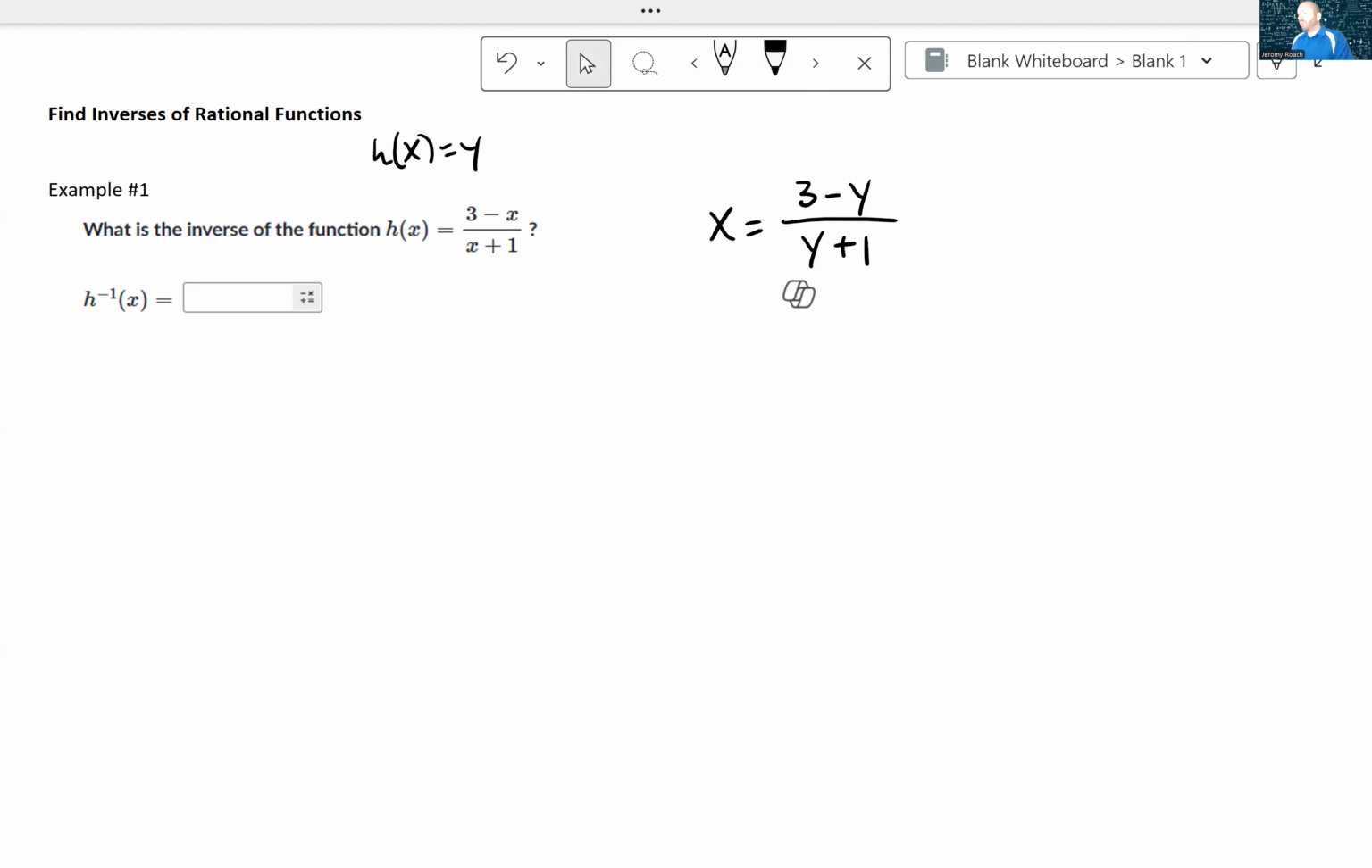And now we're going to solve for what our new y value is. Our new y value is the inverse of h of x. So we're going to just do times y plus 1 on both sides.